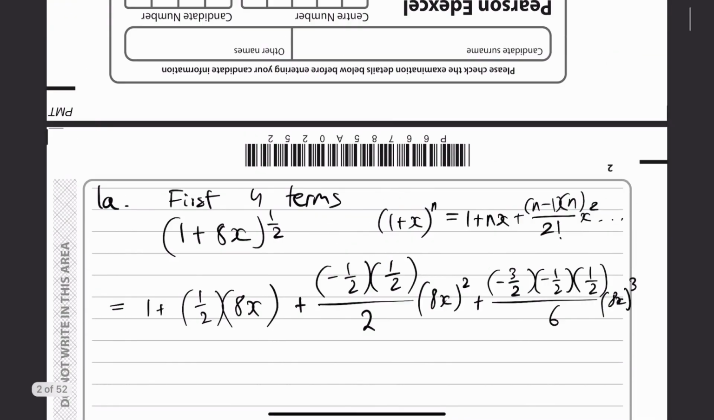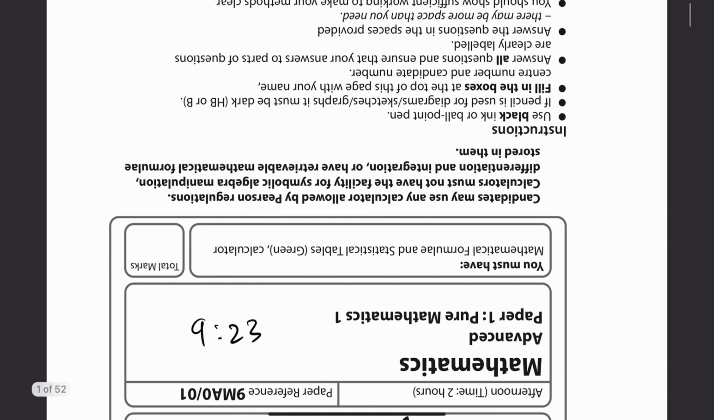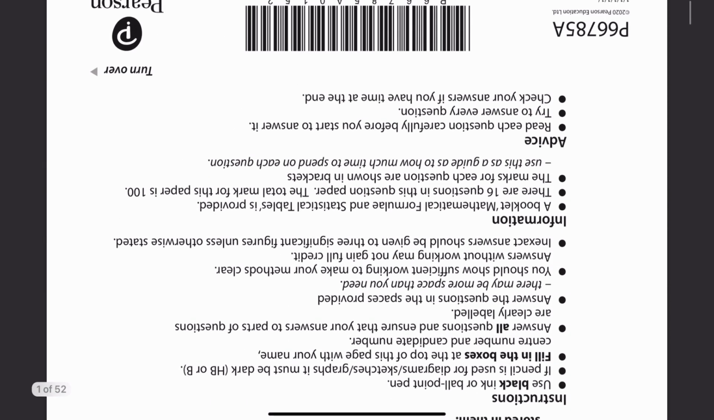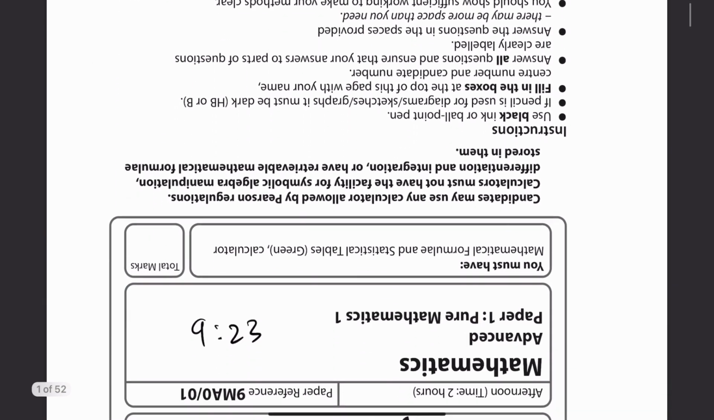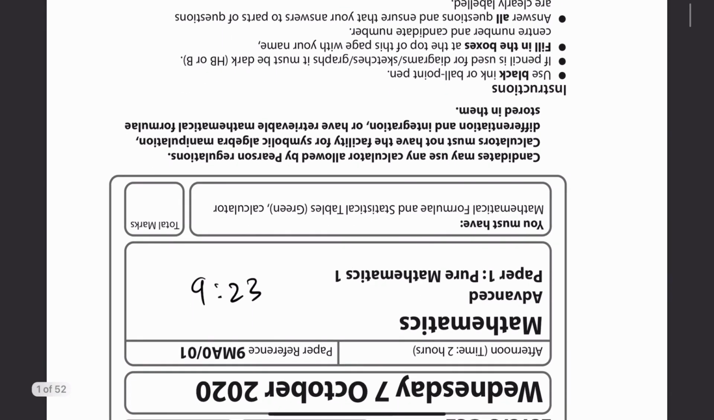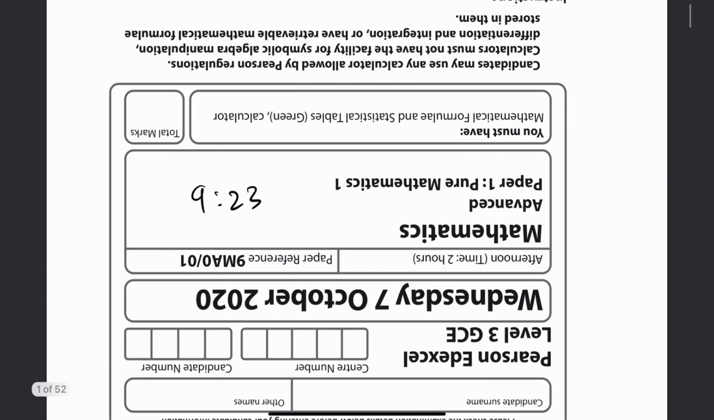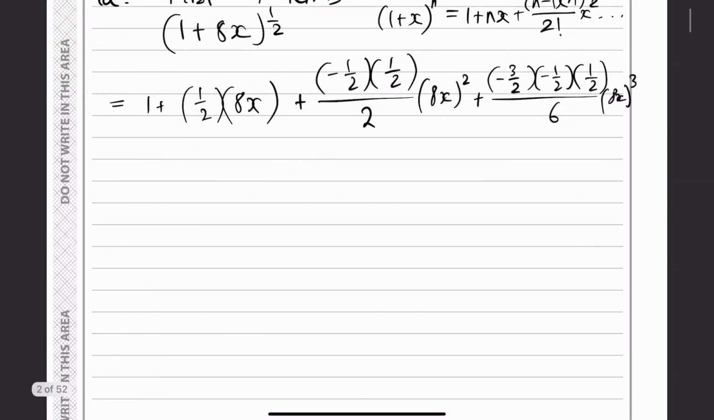Okay, wait, I actually don't know if it's a calculator. Let's see. Calculators may be used, I think we're allowed to use calculators. Yo, it's actually so weird. I can't understand anything. I thought I knew how to read English, but guess not, upside down. Okay, so I'm assuming calculators can be used.